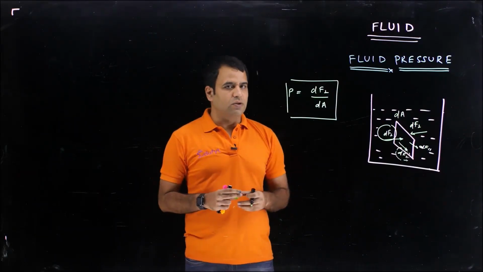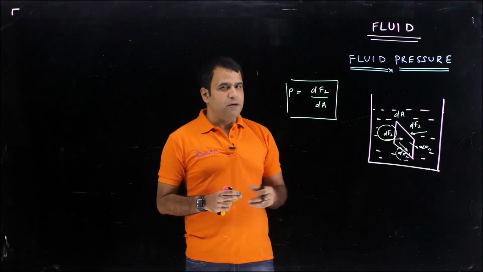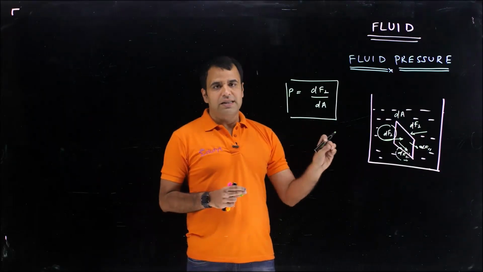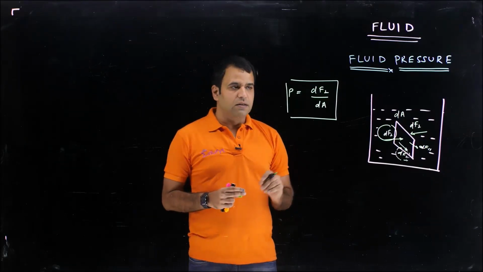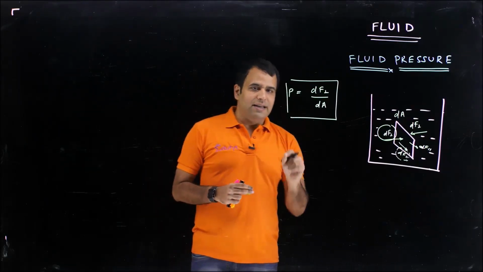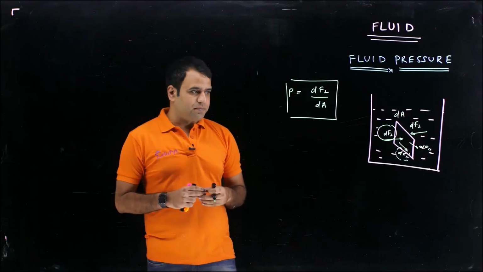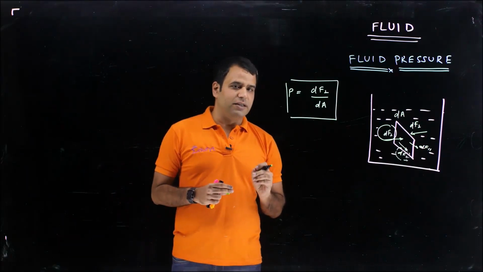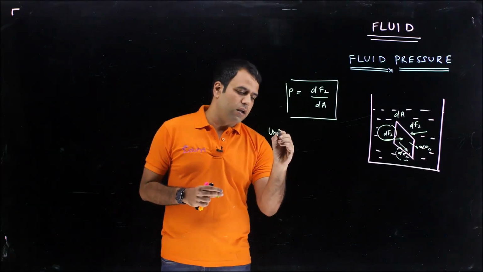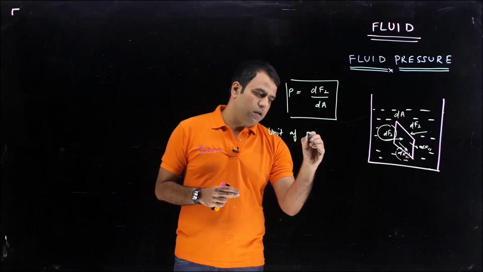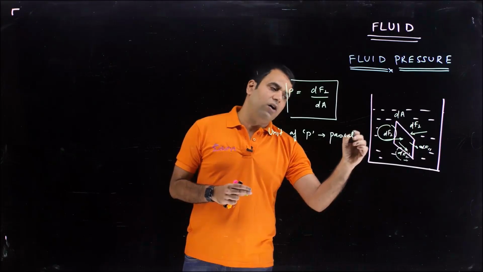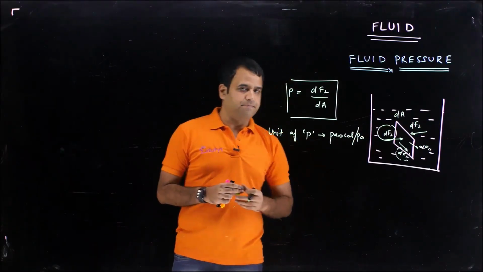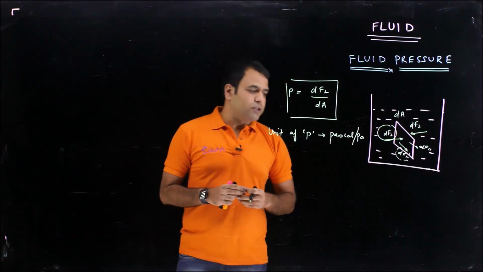This pressure is a tensor quantity, but for all practical purposes, we can assume this pressure as a scalar quantity, meaning we cannot assume it as a vector quantity. It's not a vector. Okay. So let's talk about the units of this pressure. The unit of the pressure is defined as Pascal, or in short, we call it Pa. We call it Pa, Pascal.